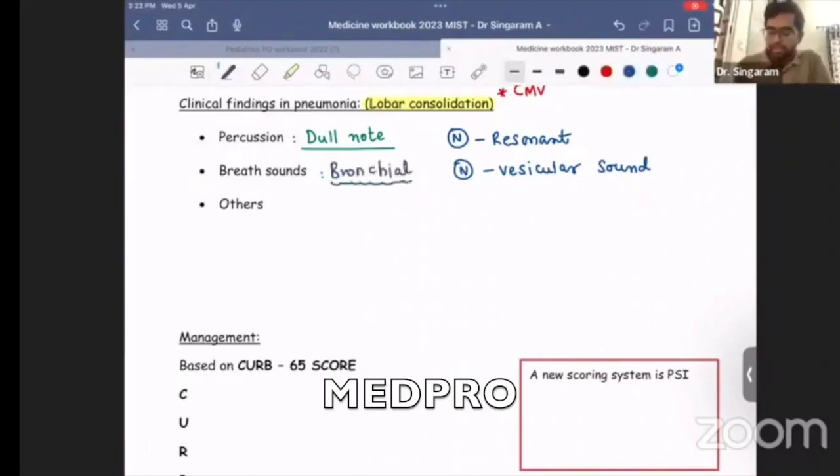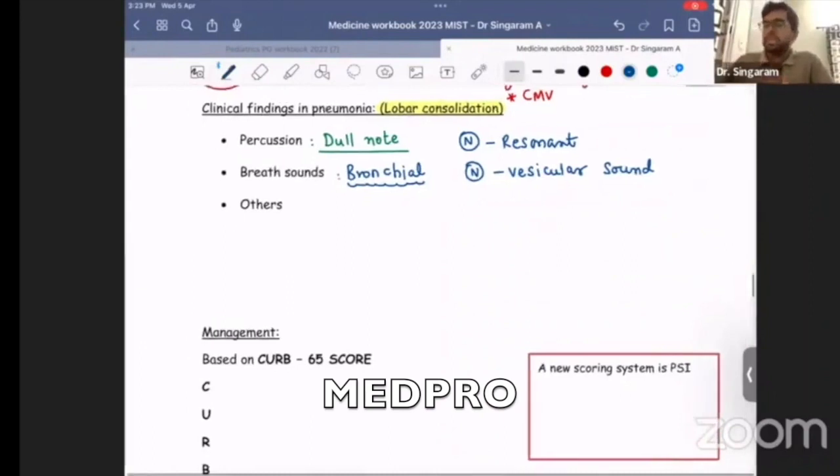The quality of the breath sound is a little harsh. Harsh means it's a better conductor of the air. The pus is like a better conductor of the air, so you will get a little louder sound compared to the normal sound. So it is called a bronchial breath sound. It's a very characteristic type of sound which you get in this. Others is something like vocal fremitus.